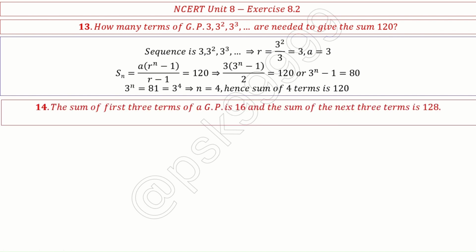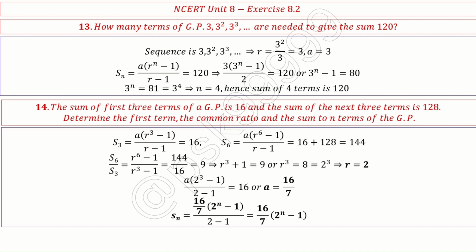Okay, next. The sum of first three terms of GP is 16 and sum of next three terms is 128. Determine the first term, common ratio and sum to the nth term. So what is given is S3, S3 is 16, and S6 is not given exactly. But S6 is nothing but first three terms plus next three terms, that is 16 plus 128, correct? So you have two equations.